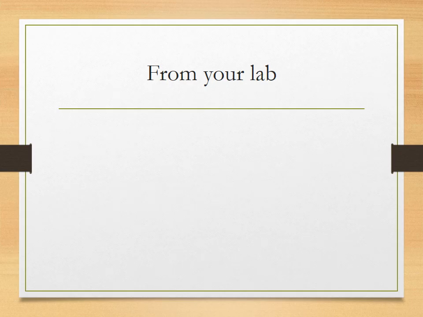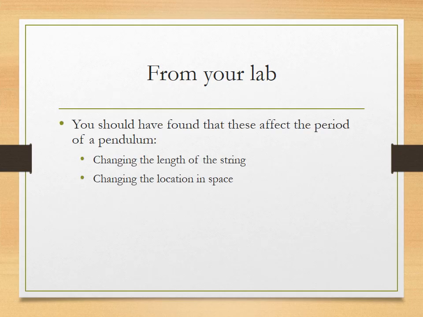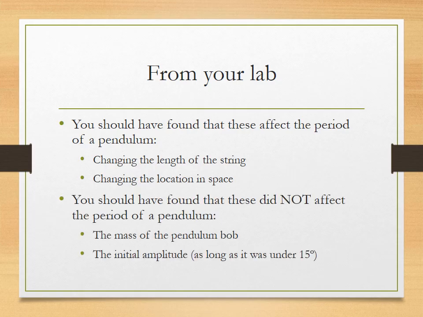Okay, from your lab the last couple of days, hopefully you found that changing the length of the string or changing the location in space of the pendulum affected the period. You should have found that the mass of the pendulum bob didn't matter and that the initial amplitude didn't really matter either, as long as you kept it under 15 degrees for that initial pull.